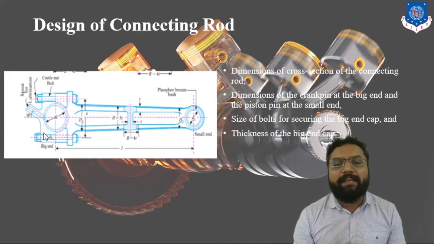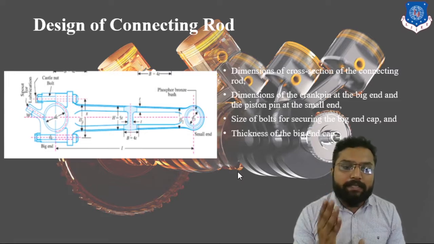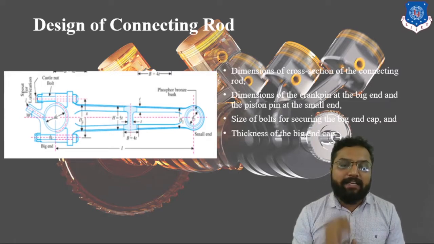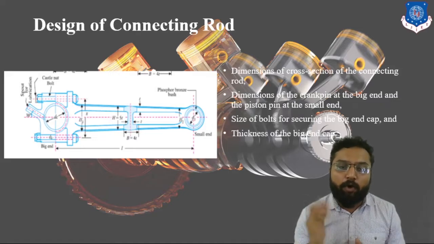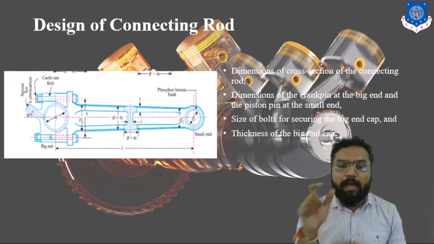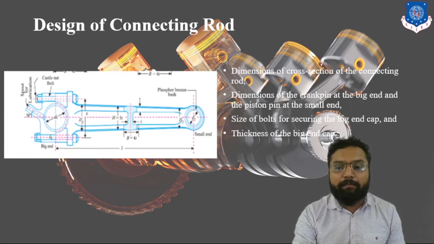So mainly we are going to design the connecting rod in four parts. One is its cross section and strength. Another is the dimension of the crank pin at the big end and small end. Then the design of the bolts connecting the big end with the body, and then the thickness of the big end cap. These are the main steps of the design procedure. Now we will go through the design of each section one by one.